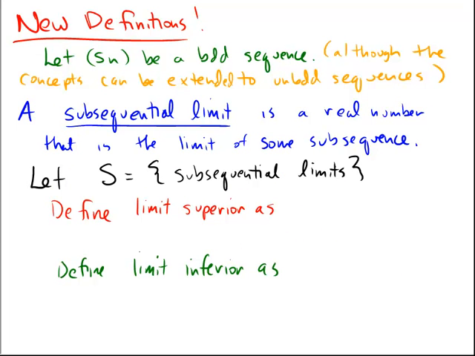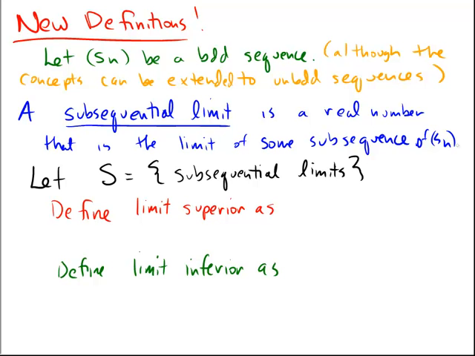Okay, now some new definitions. Let Sn be a bounded sequence, although the concepts, like I mentioned before, can be extended to unbounded sequences also. We will call a subsequential limit a real number that is the limit of some subsequence of Sn. So lots of different subsequences in there, and if there is a subsequence that converges, then we will call any possible convergent limit a subsequential limit.